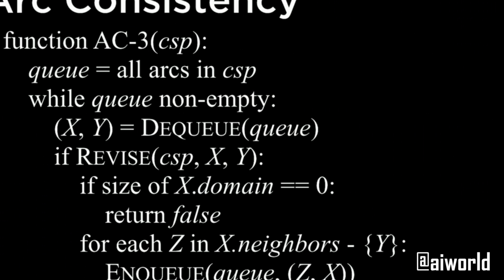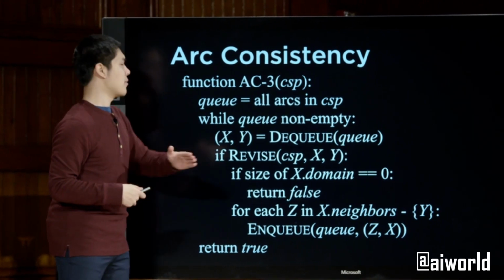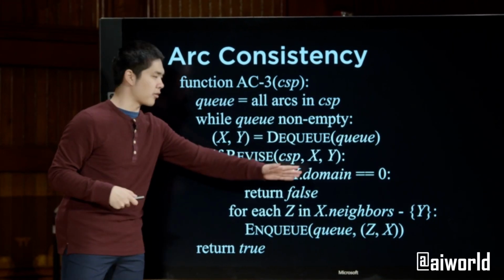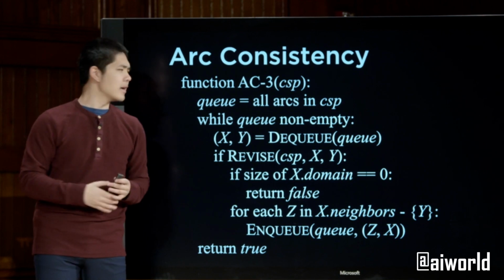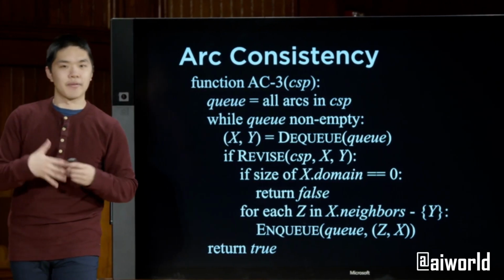And the big idea is really just keep track of all of the arcs that we might need to make arc consistent, make it arc consistent by calling the revise function. And if we did revise it, then there are some new arcs that might need to be added to the queue in order to make sure that everything is still arc consistent, even after we've removed some of the elements from a particular variable's domain.